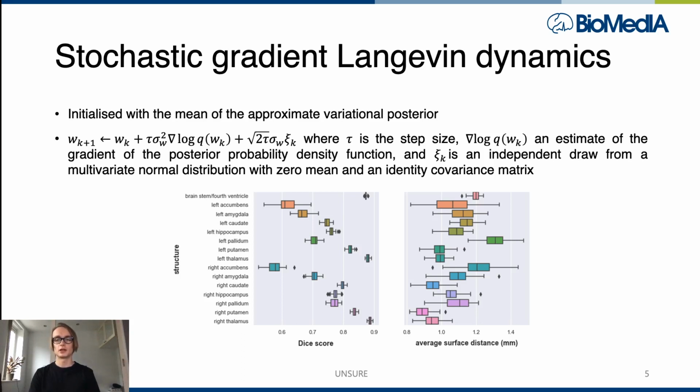On the bottom of the slide, you can see the statistics of dice scores and average surface distances for a number of subcortical structures, calculated using 50 samples when running the model on an example pair of input images. These are proof that the posterior samples output by SGLD are varied and of high quality.